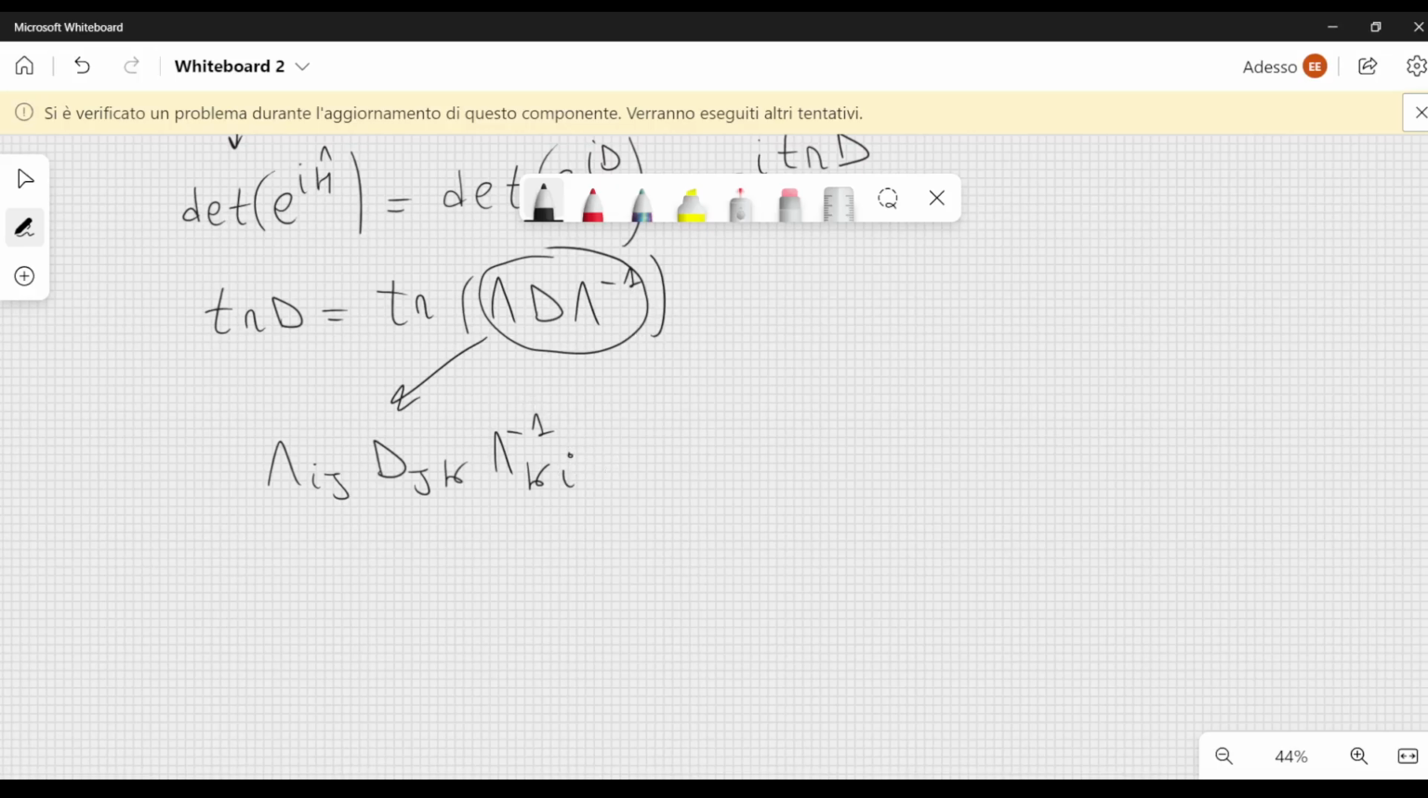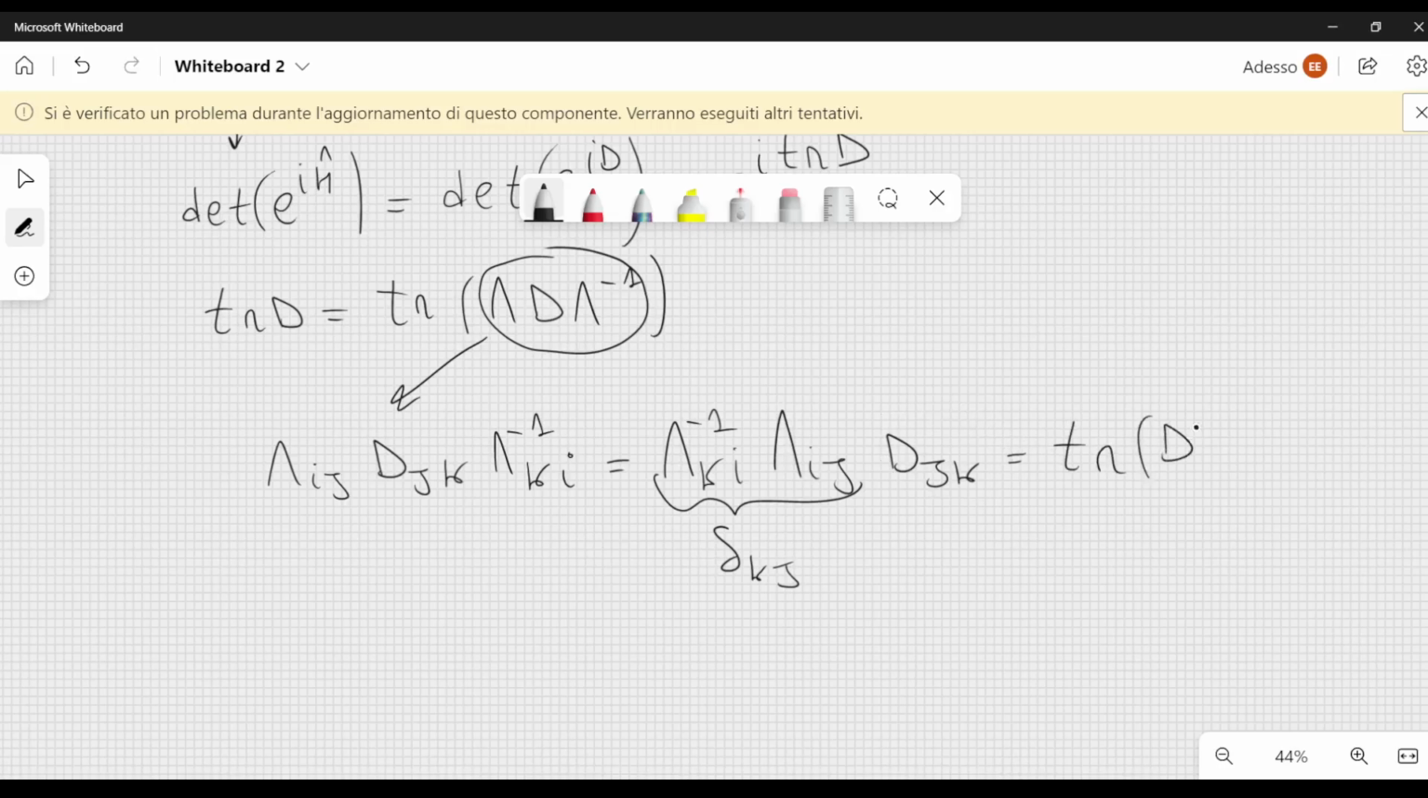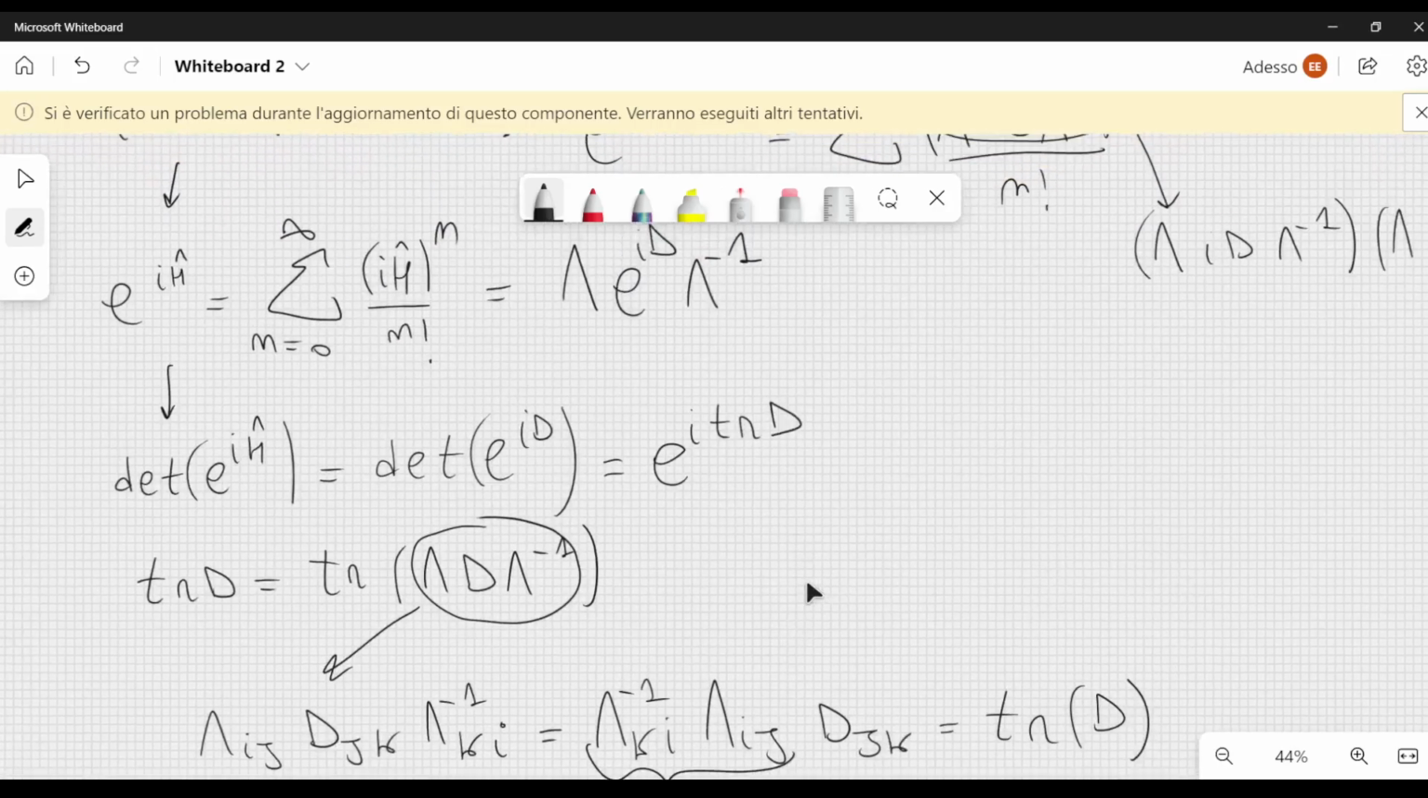And now, of course, we can rewrite this as lambda inverse Ki times lambda Ij djk. But here we have delta Kj, and delta Kj times djk, since D is just a diagonal matrix, this will be the trace of D, right? So basically, we have proved that this is equal to e to the I trace of lambda D lambda inverse, or if you put an I here, of course you get the same thing.